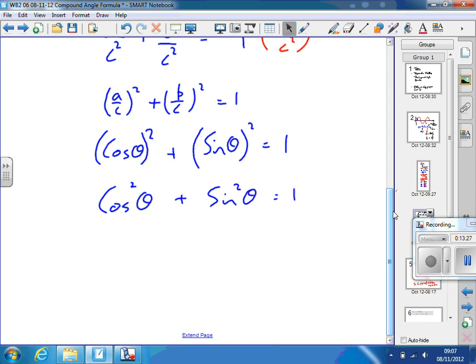And that is another trigonometric identity that you can add to your list. So you made your list of these identities, you can add that one. That's another one: cos squared theta plus sine squared theta equals 1.